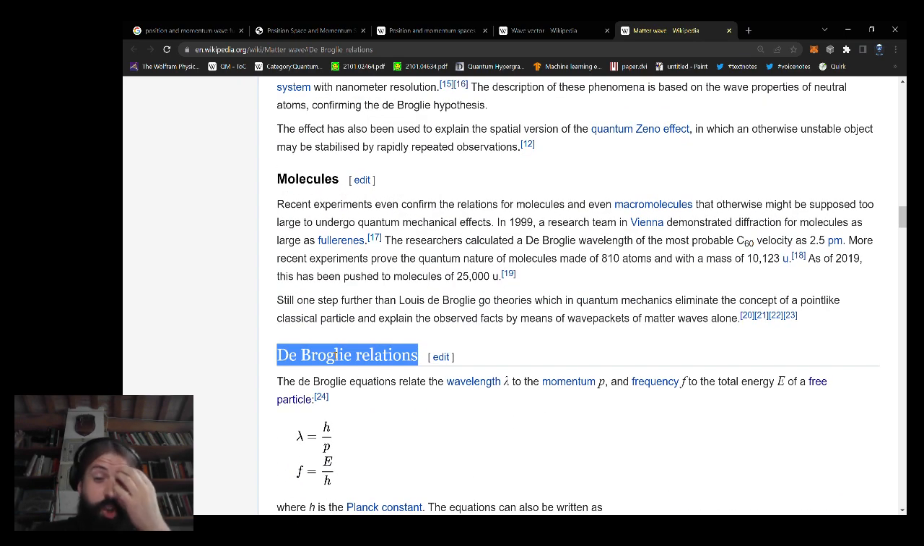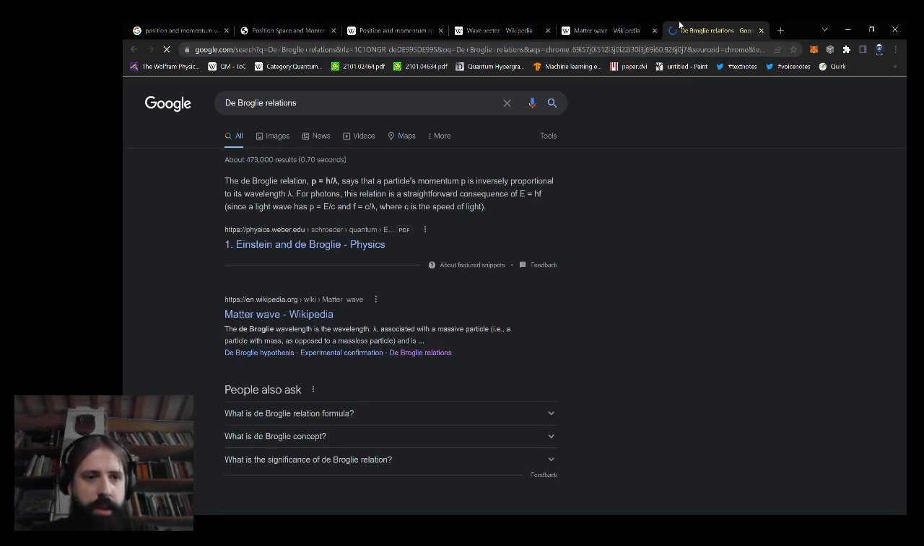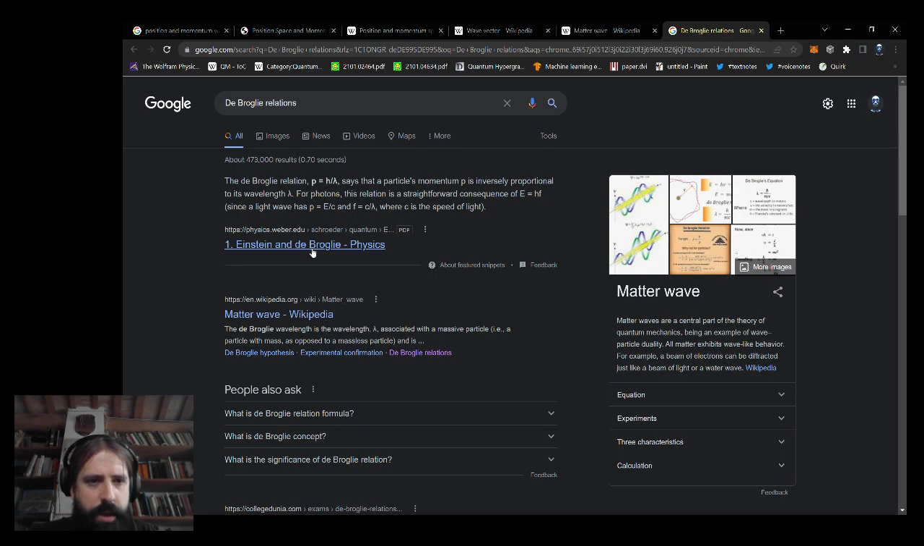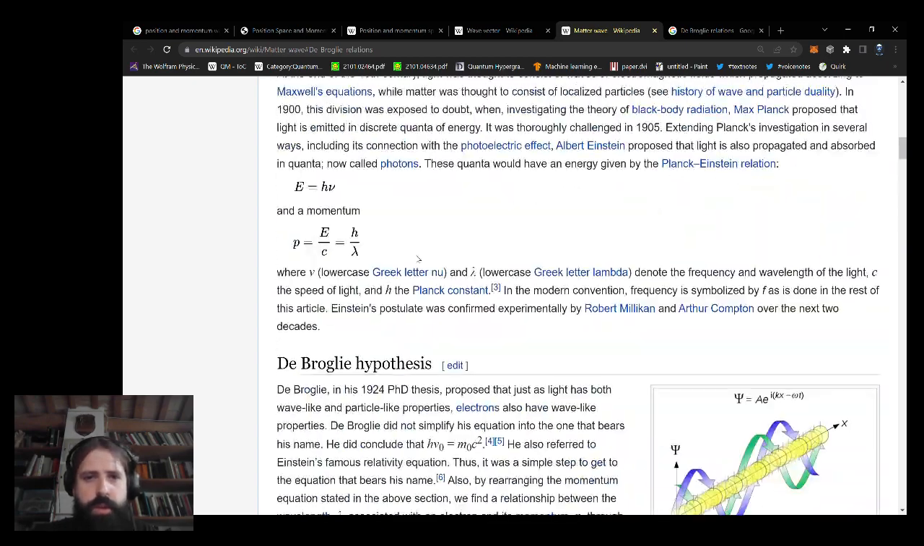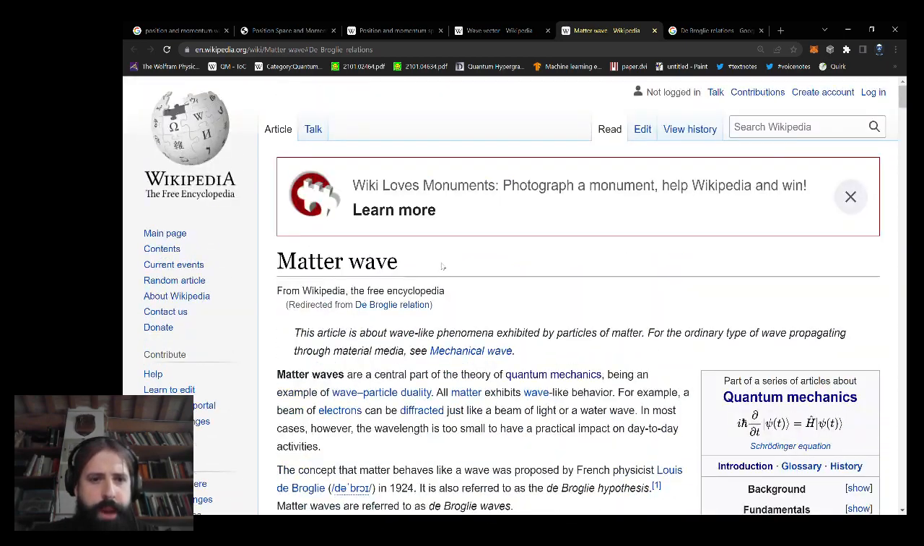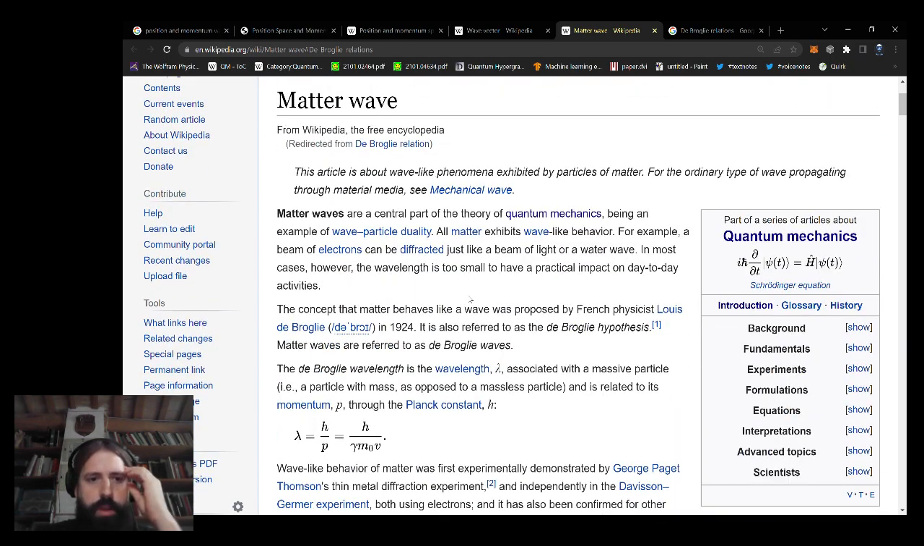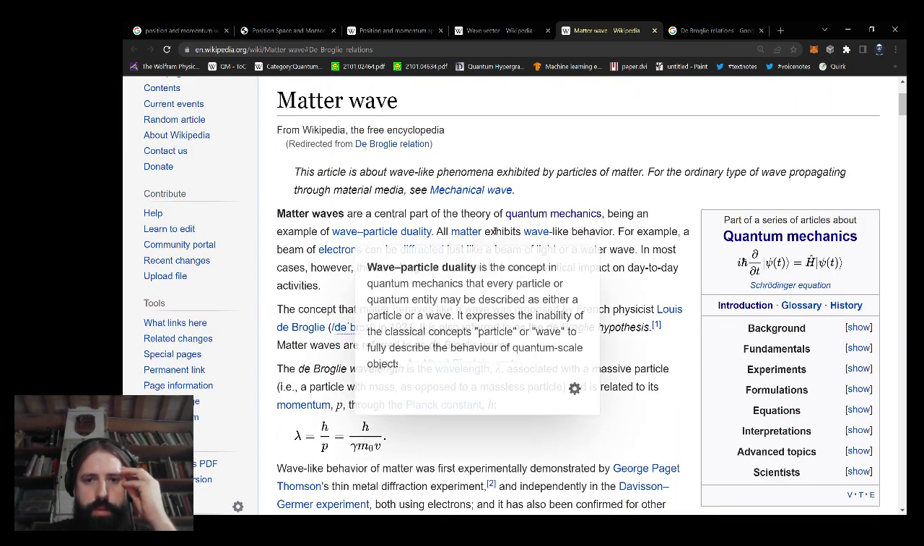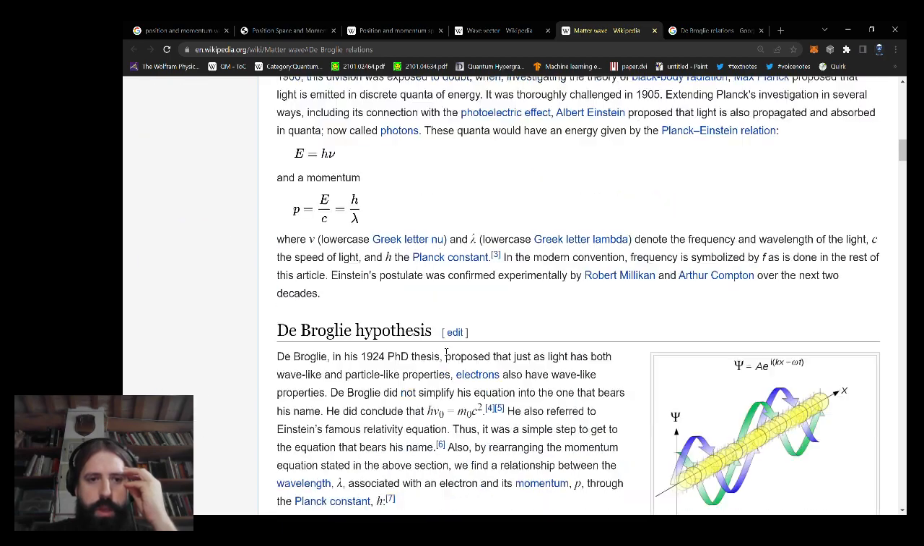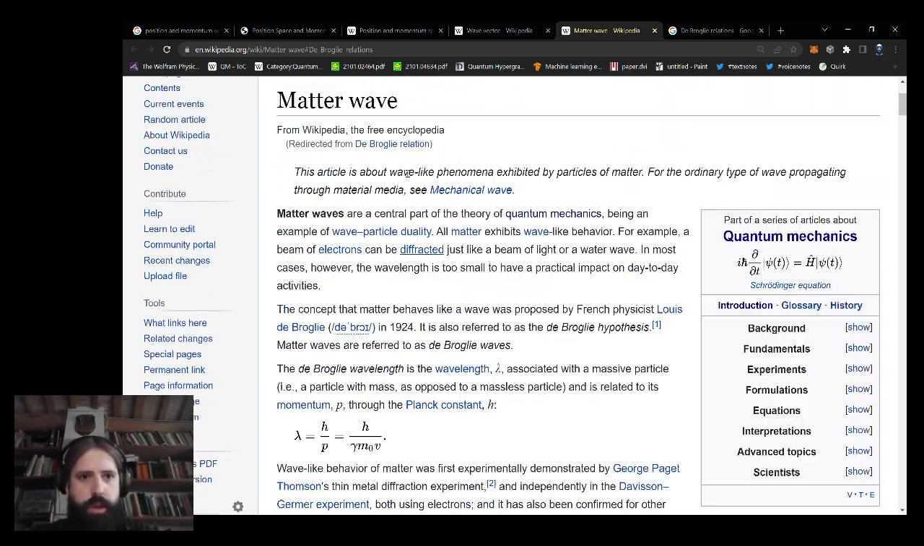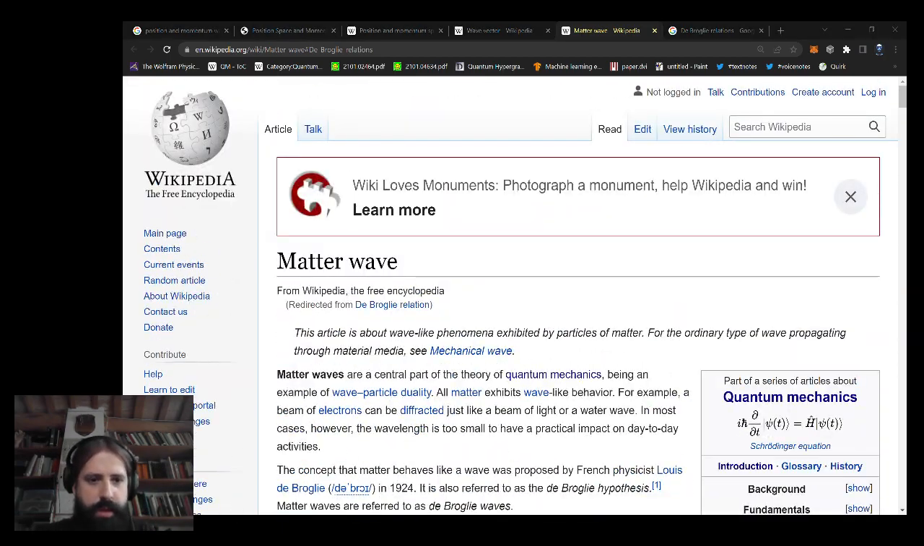This is something I should somehow dig into. I think that is a bit more fundamental. What's the best way to approach these? Matter wave. Maybe this is it. Okay, so matter waves. That's definitely something that I should go into. What the hell is that? Give me a second.